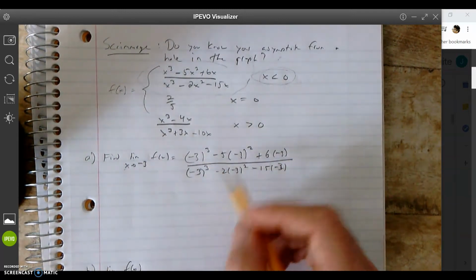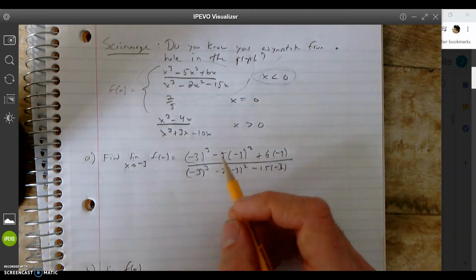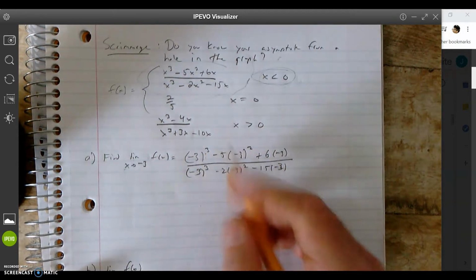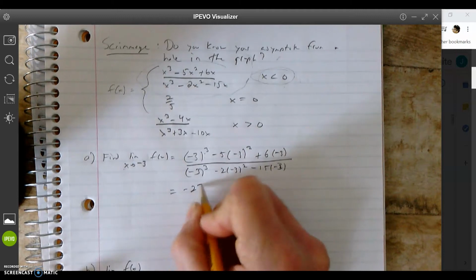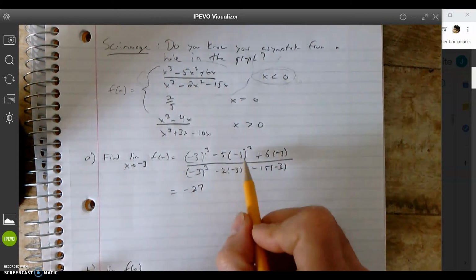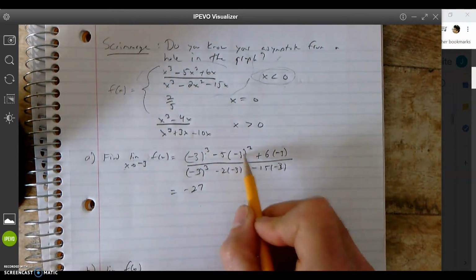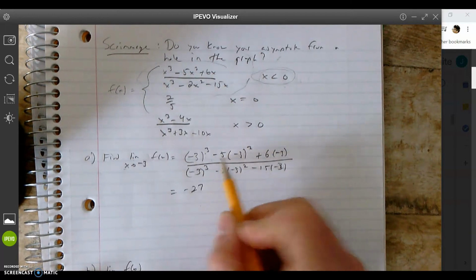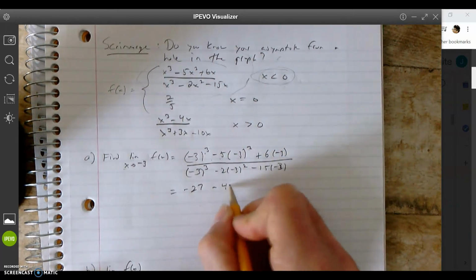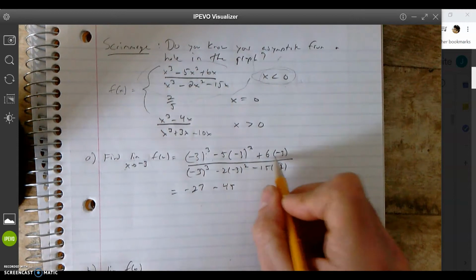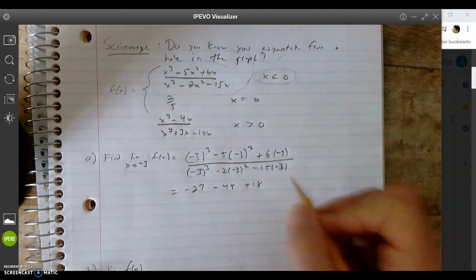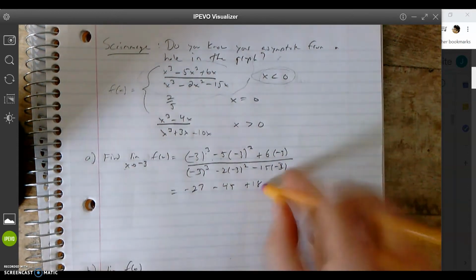So we got all this. So I'm just going to simplify this. We can use a calculator. So -3 to the third is -27. This is -3 squared, which is 9. 9 times -5 is -45. And then this is -18, my bad.